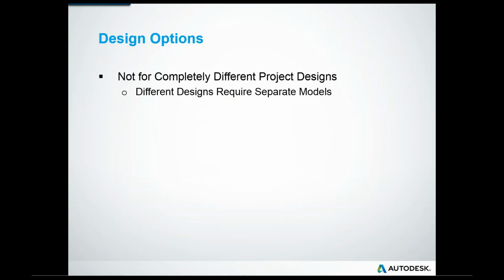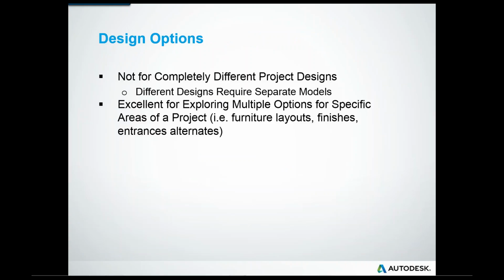Next, we have the ability within Revit to do what's called design options. Now, for those who do design options, you have to make it for spaces that are within a project. They're not completely a different building. They're basically separate models within a space. This is excellent for exploring multiple options for specific areas within a building.